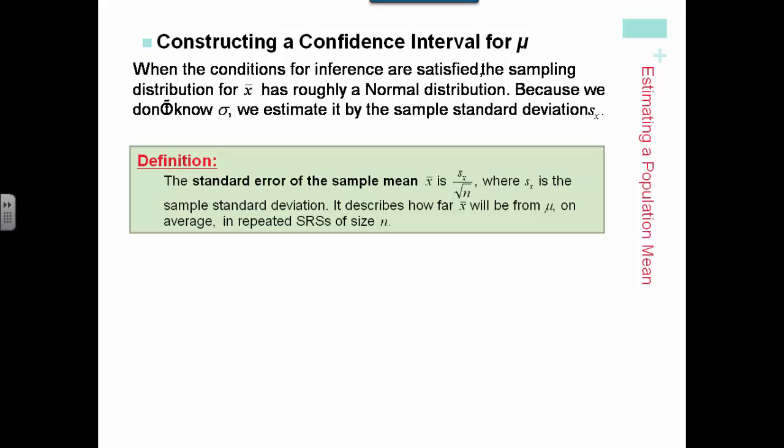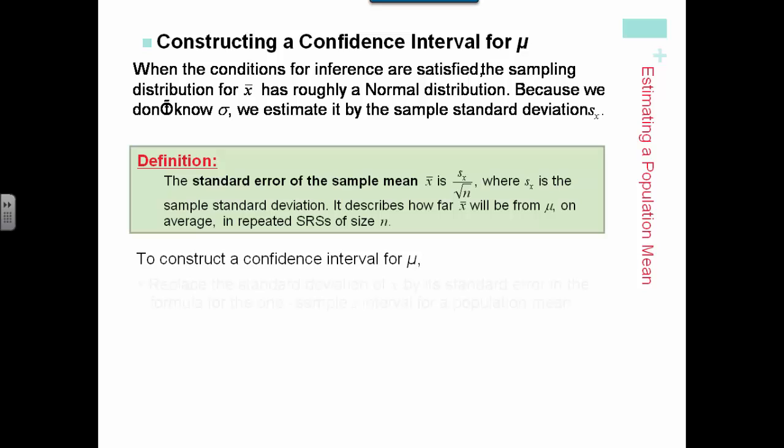When the conditions for inference are satisfied, the sampling distribution for x bar has roughly a normal distribution. Because we don't know sigma, we estimate it by the sample standard deviation s of x. The standard error of a sample mean x bar is s of x over square root of n, where s of x is the sample standard deviation. It describes how far x bar will be from mu, on average, in repeated simple random samples of size n.